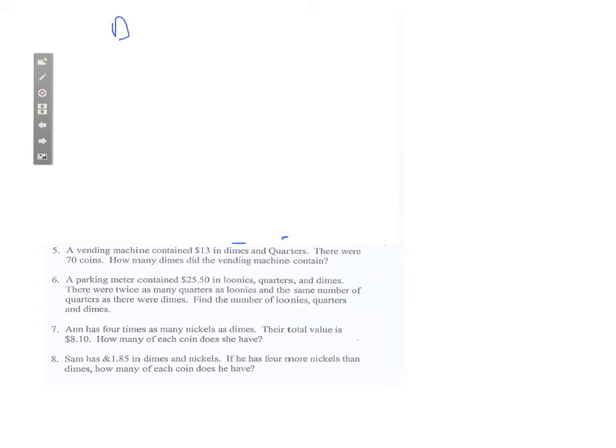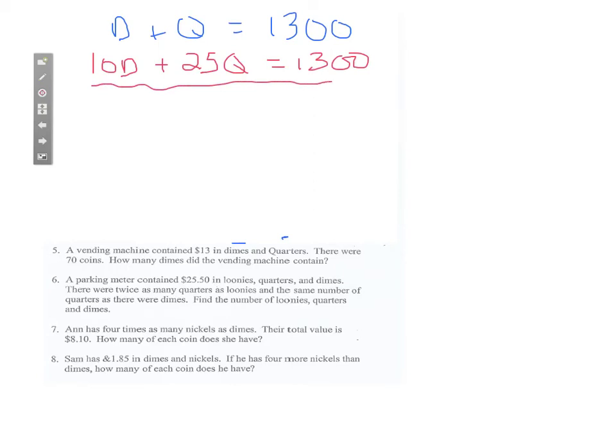Dimes plus quarters will have to add up to $13. I like leaving it as 1,300 because I like dealing with pennies. I don't really want to deal with decimals if I don't have to. I like then going and saying, well, what's a dime worth? A dime is worth 10 cents. A quarter is worth 25 cents. And it will all add up to 1,300. This is your value. This is what it's worth.